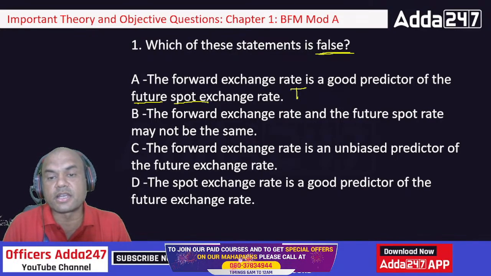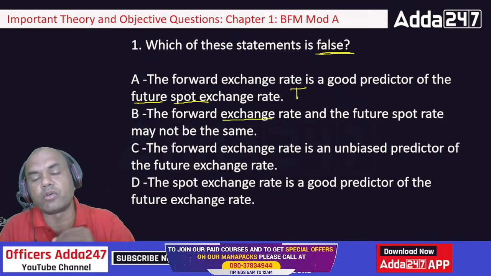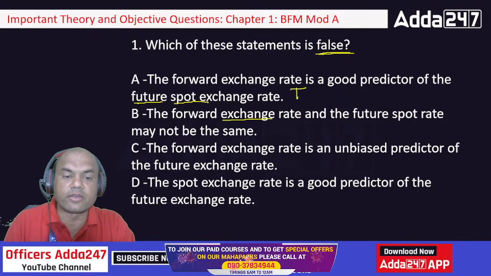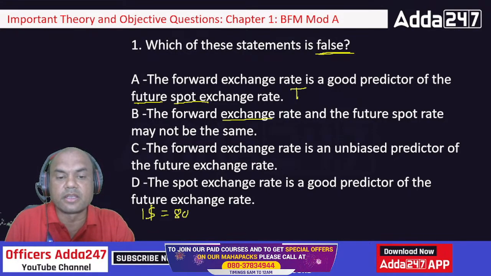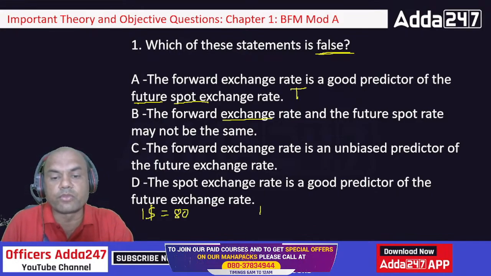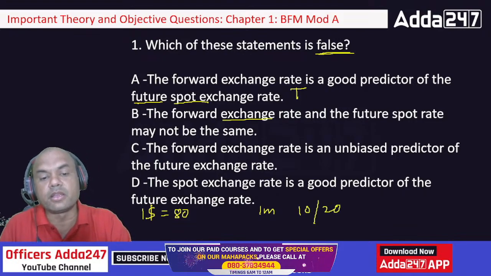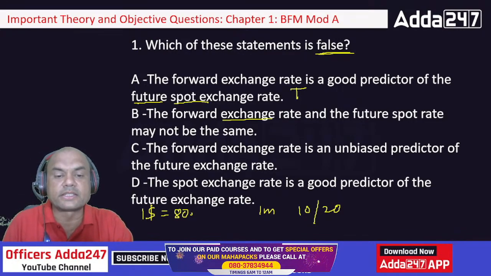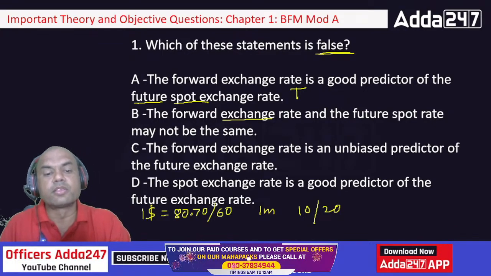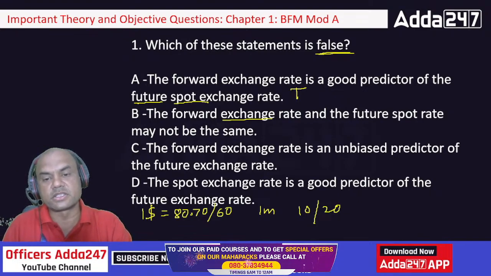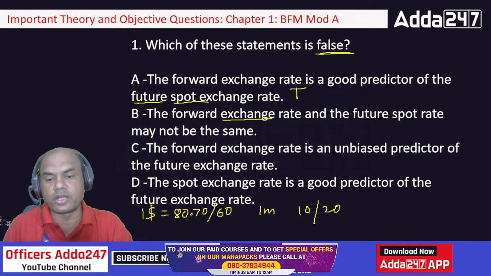So forward exchange rate and forward spot rate. What is the difference between these? Forward exchange rate means the rate which I am giving right now. For example, suppose I say $1 equals 80 rupees, and for one month forward I am giving it as, let's say, 10 and 20. So what does it mean? $1 is right now 80.70, 80.60, let's say, and one month forward is given as 10/20.